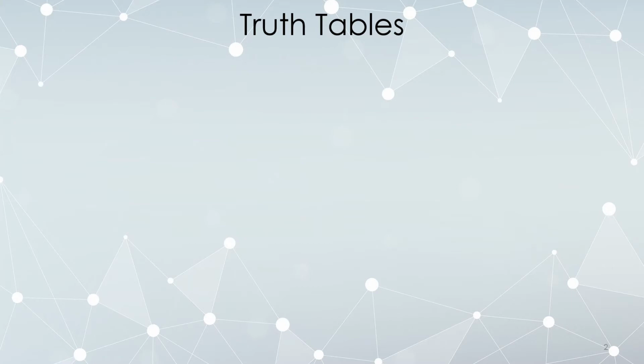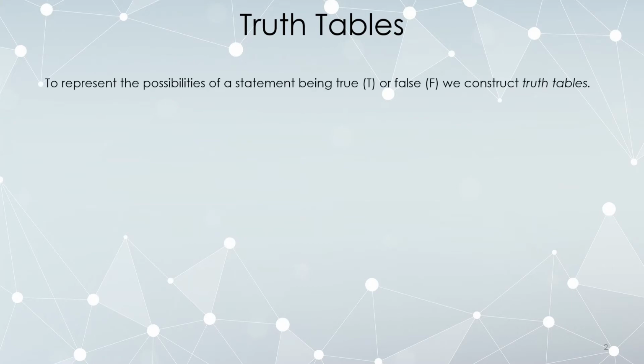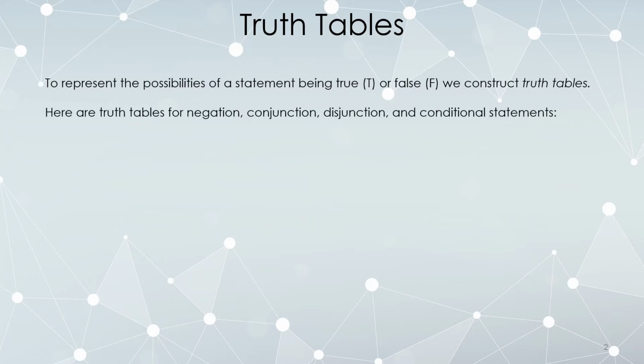Now we're going to discuss truth tables. A truth table is a way where we represent all possibilities of a statement either being true or false. Now for any statements P or Q, we've discussed ways to make new statements out of them, like negation, conjunction, disjunction, and conditional statements, so we're going to give truth tables for those things.